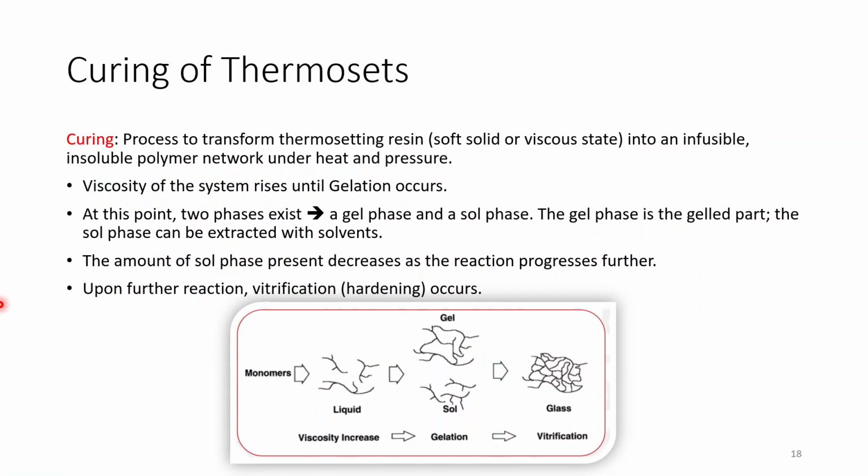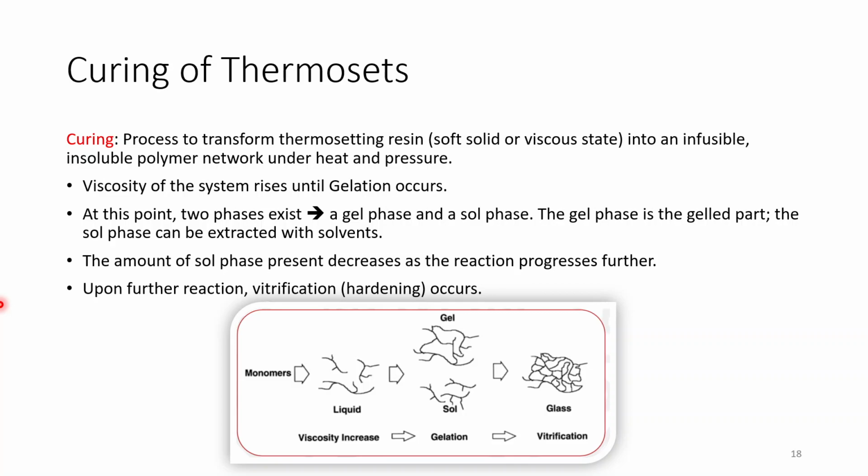Now, one of the processes included in thermoset plastics is curing. It is the process of transforming thermoset resin, which is in a soft, solid or viscous state, into an infusible insoluble polymer network under heat and pressure. Firstly, the viscosity keeps rising. The viscosity of the system rises until gelation occurs. At this point, two phases exist, a gel phase and a sol phase. The gel phase is the gelled part and the sol phase can be extracted with solvents.